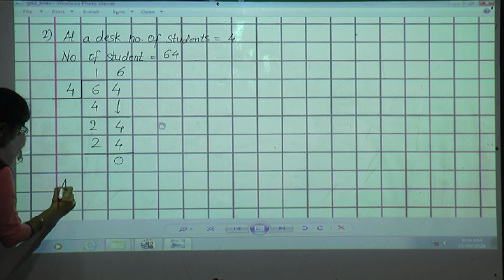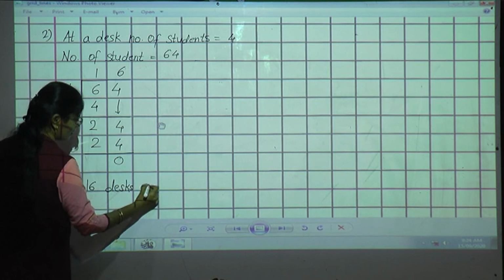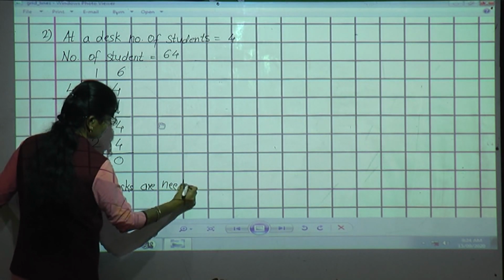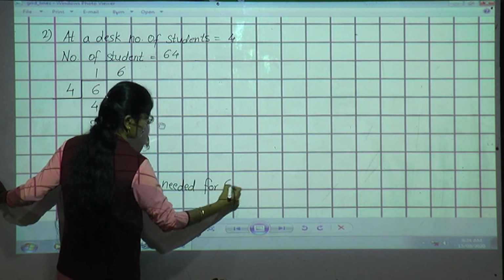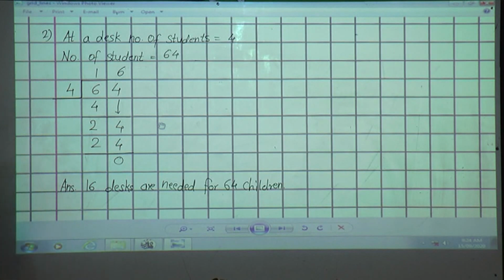So here finally we will write the answer. 16 desks are needed for 64 children. Here you can write the answer in this way. Okay, clear? See, on one bench 4 students can sit and in the class there were 64 students. So how many benches will be needed for 64 students? Yes, if we do 64 divided by 4, then we will get the answer 16. Means 16 desks are needed for 64 children. Clear? Okay. Shall we move to the next question?